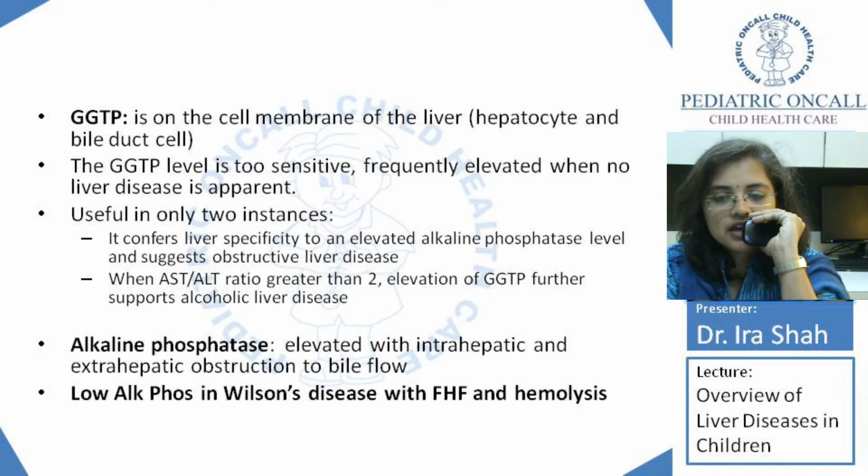GGTP is very sensitive, so it's not very useful, but you need to do it in any patient who has a high alkaline phosphatase. With high alkaline phosphatase, if GGTP is high, it tells you there is an obstructive liver disease. In adults, when the SGOT to SGPT ratio is more than 2 and GGTP is high, it tells you alcoholic liver disease. In neonatal cholestasis, if GGTP is normal, it tells you PFIC. So this is the way GGTP is going to be useful in these patients.